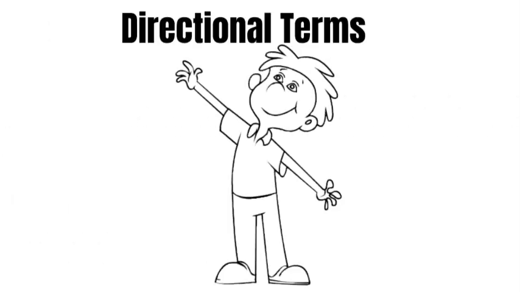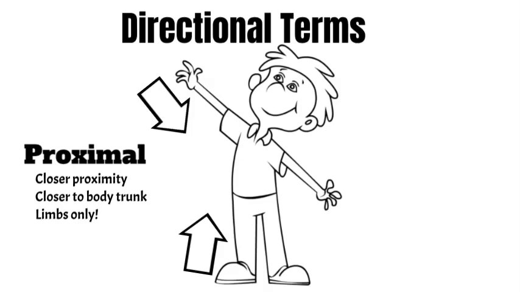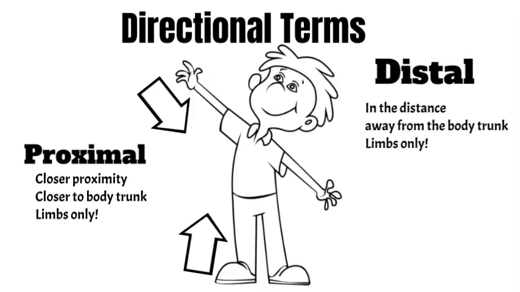The next set of terms are unique. They deal with the arms and legs only. So the first one is proximal. Proximal has a closer proximity, or it's closer to the body trunk. So my elbow is proximal to my wrist. My knees are proximal to my ankles. Distal is the opposite. It's in the distance compared to the other item. And it's in relationship again to the body trunk. So my wrist is distal or in the distance compared to my elbow. My ankle is distal or in the distance compared to my knee.